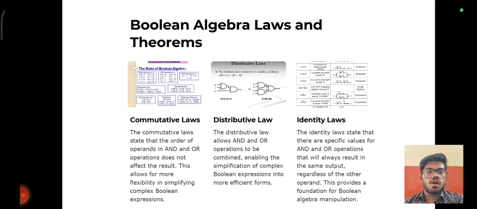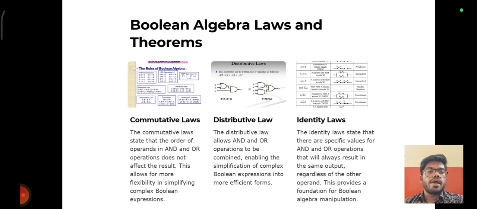The commutative law. The commutative law states that the order of operands in and or or operations does not affect the result. This allows for more flexibility in simplifying complex Boolean expressions. Then is the distributive law. The distributive law allows and or or operations to be combined, enabling the simplification of complex Boolean expressions into more efficient forms.